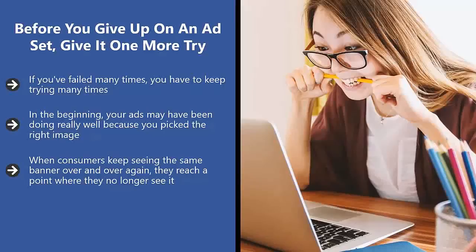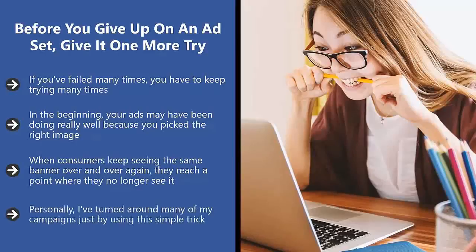This may be the case. If you look at your ad's performance and it was doing really well in terms of ROI in the beginning, and then all of a sudden it starts to drift down and eventually it drops off a cliff, you might want to change the image associated to your ad to cure banner blindness. Personally, I've turned around many of my campaigns just by using this simple trick. It seems basic, it even seems obvious, but it's very effective.